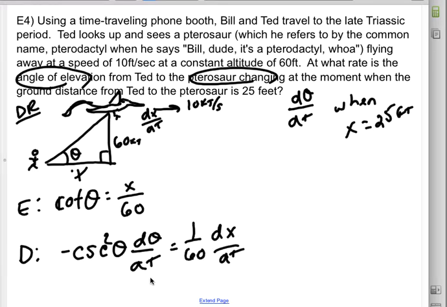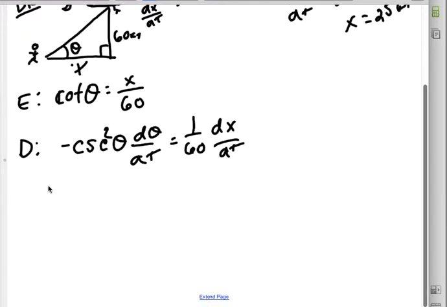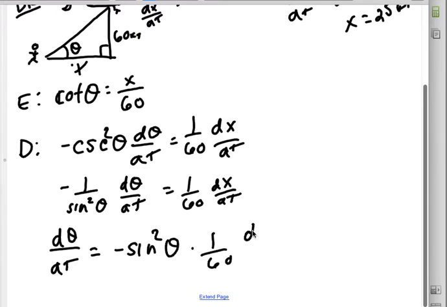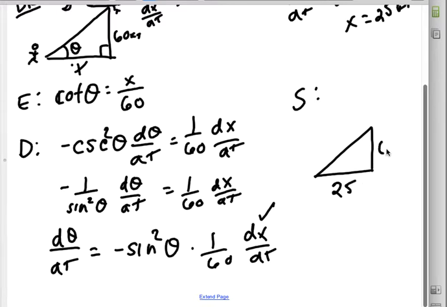So now I need to solve for d theta/dt. You don't have to solve first, but I'm going to suggest it's a little bit easier to do so. If you notice that cosecant squared is 1 over sine squared, it's a little bit easier, right? So I want d theta/dt. I have this 1/60th dx/dt. I'm going to multiply by negative sine squared. I'm going to get d theta/dt equals negative sine squared theta times 1 over 60 times whatever dx/dt is. Well, we know dx/dt, and in the moment that we're being asked to substitute, we know that this is a 25 and this is a 60.